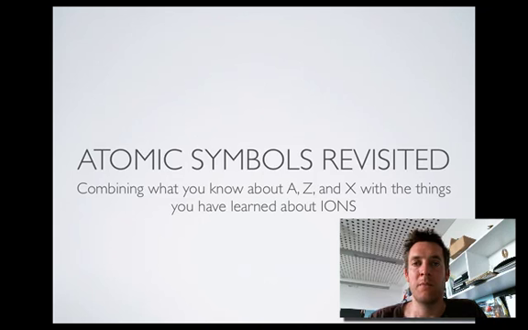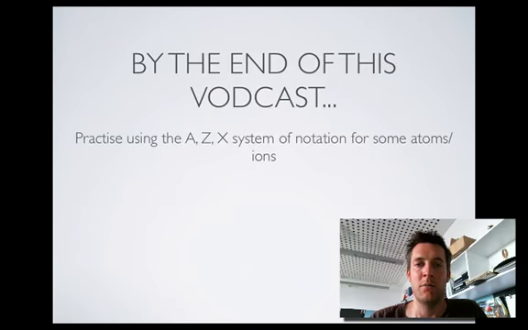Okay, if you don't know those things, these examples will seem difficult, and a lot of year 11 and 12 will seem difficult. So before you move on to trying to do this sort of stuff, make sure you've got those basics really down and you understand them properly. Okay? By the end of this film, hopefully you'll have just done a few examples of these things, so you'll have practiced the A, Z and X system of notation for some atoms and for some ions.